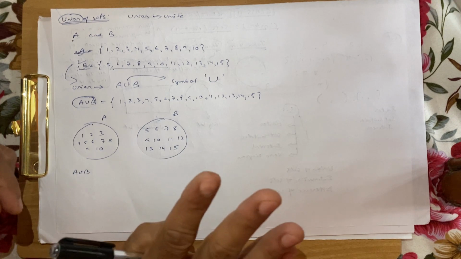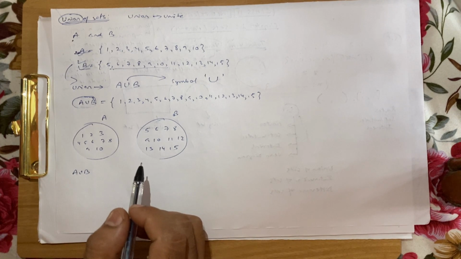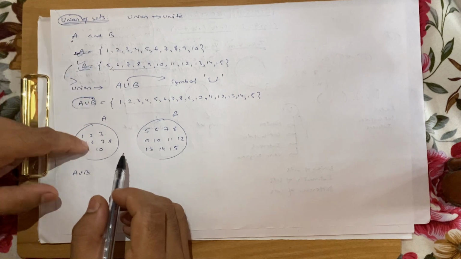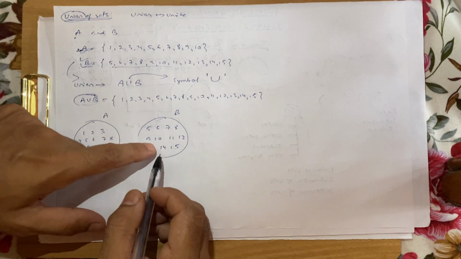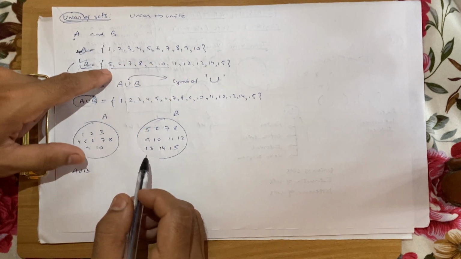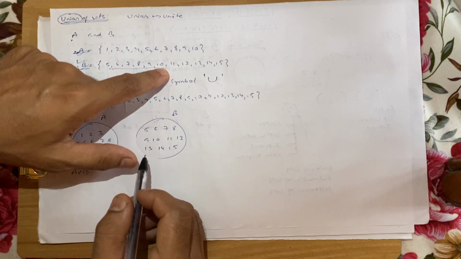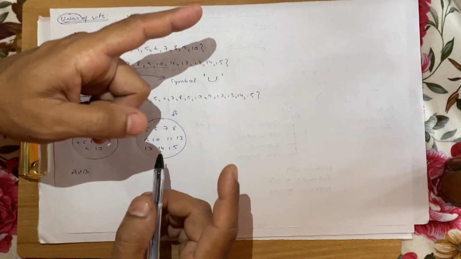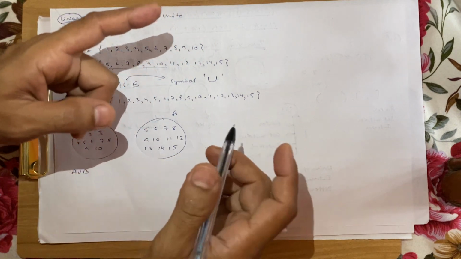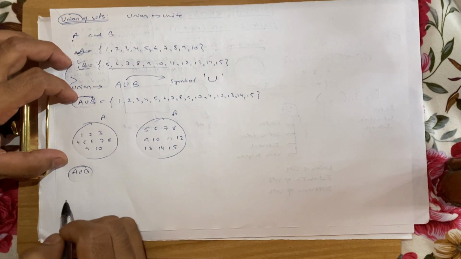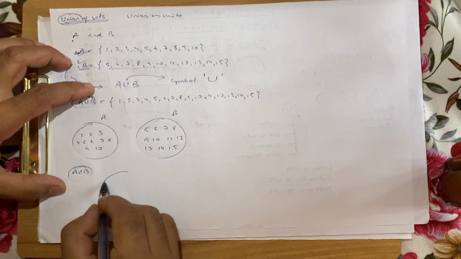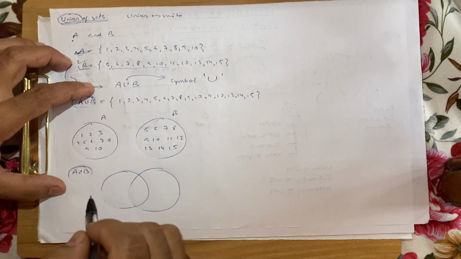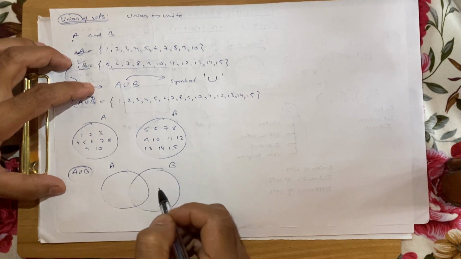But wait, since some elements of set A and set B are common, see, 5, 6, 7, 8, 9, 10 are present in both set A and set B, right? So to draw the Venn diagram for A union B, we will draw it in this way. This is set A and this is set B.